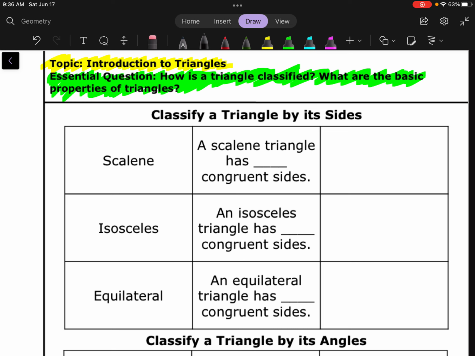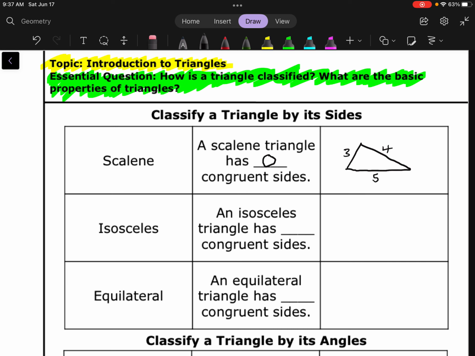Now, there's two different ways to classify a triangle. The first way that we're going to look at is to classify a triangle by its sides. So there's three different classifications for triangles when you're looking at the three sides of the triangle. First of which is the scalene triangle. A scalene triangle has 0 congruent sides. So, for instance, you might see a triangle like this, where maybe this is 3, this is 4, and this is 5. Right? All three sides are different lengths, so it has 0 congruent sides, so it's scalene.